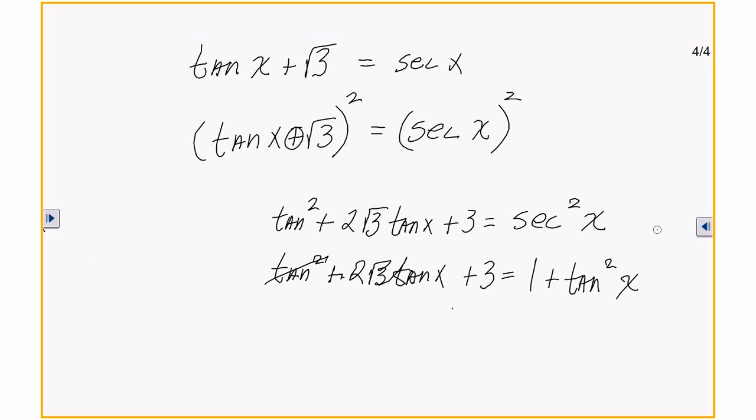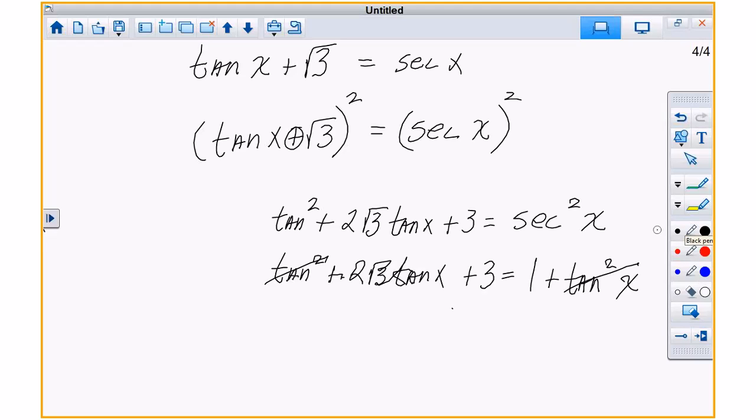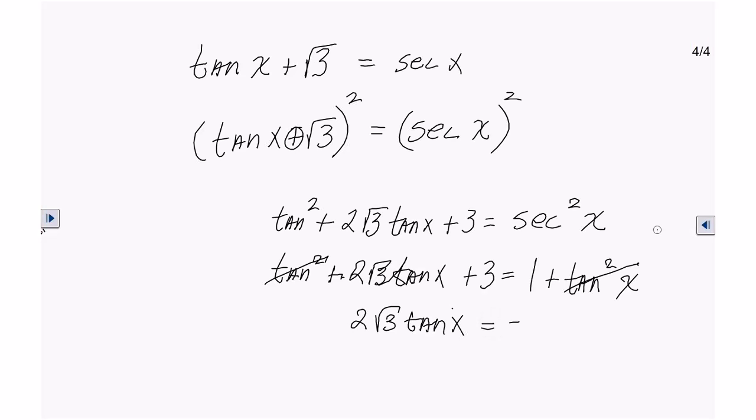And 3 minus 1 is what? Let's just rewrite it. So we have 2 square root of 3 tan of x, and I'm just going to bring the 3 over. Is equal to what? Negative 2.